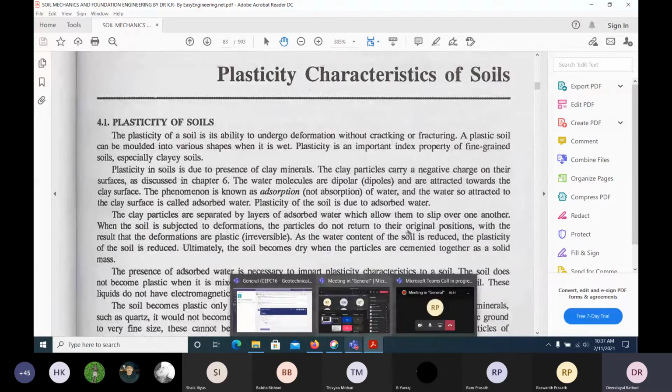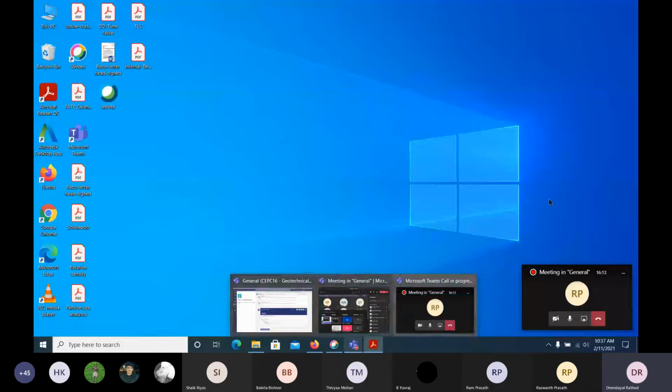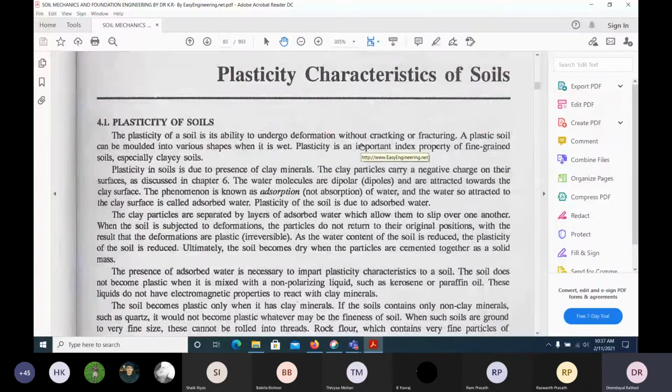Now, is it visible? Yeah, audible, right? Yes, sir. Okay, it's recording.